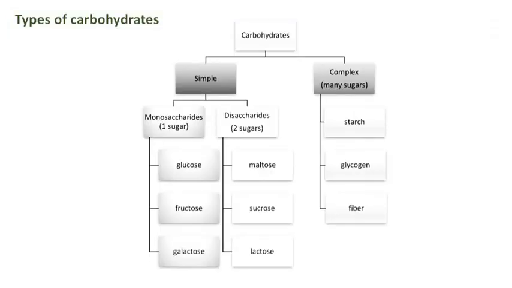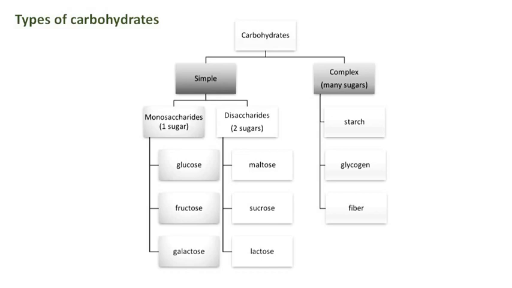Types of carbohydrates. Carbohydrates can be divided into two main types, simple carbohydrates and complex carbohydrates. Simple carbohydrates are made up of just one or two sugar units, whereas complex carbohydrates are made up of many sugar units. Monosaccharides contain just one sugar unit and disaccharides contain just two sugar units, so they are called simple carbohydrates. But polysaccharides contain more than two sugar units and hence are called complex carbohydrates.